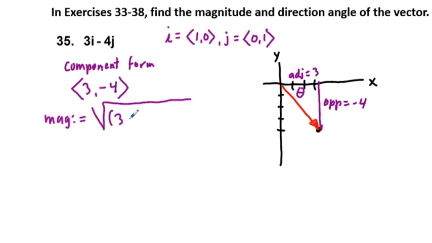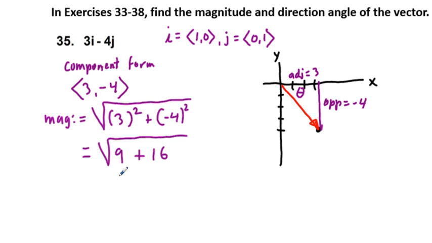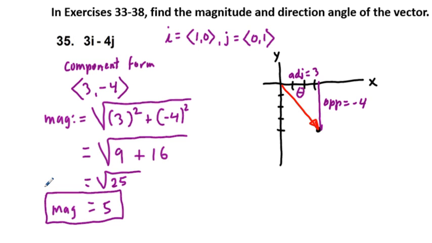that's equal to the square root of 3 squared plus -4 squared. 3 squared equals 9. Negative 4 squared equals 16. So that equals square root of 25, and square root of 25 is 5. So our magnitude is equal to 5. Okay. Now for direction.